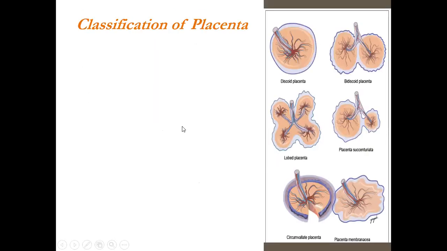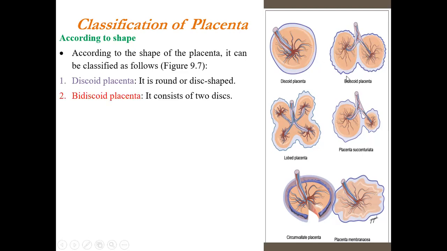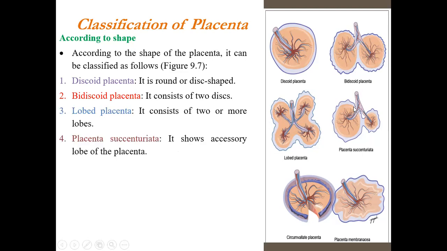Then this is the most important question being asked, that is, what are the different types of placenta, or the classification of placenta. So we have classified placenta variously. Firstly, according to its shape, it may be discoid, it is rounded and disc. It may be bidiscoid, that is, there may be two discs. It may be lobed, two or more lobes are there. Then placenta succenturiata, that shows accessory lobe of the placenta.